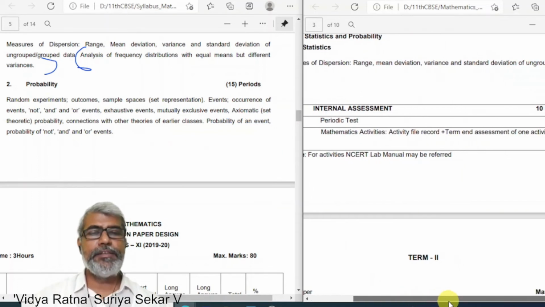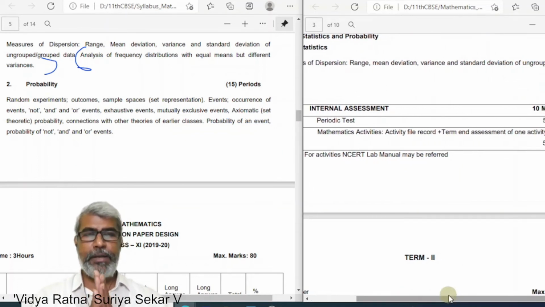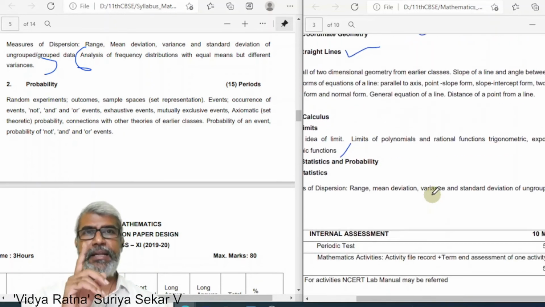And in the internal assessment, as we said earlier, you have a periodic test. One periodic test may be conducted, or depending on the school, teachers may conduct 3 periodic tests and the best of them will be taken. It depends on the school and the teacher. It's 5 marks. Then mathematical activities, of which 1 activity file record must be maintained. Assessment must be made with 1 activity, and a Viva must be asked. Viva is where the teachers ask questions and see how you answer and how well you have understood by discussion. So it's one-to-one, and 5 marks are given for that. So internal assessment is 10 marks.